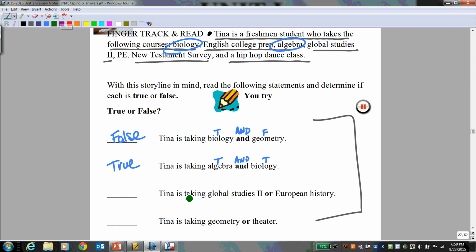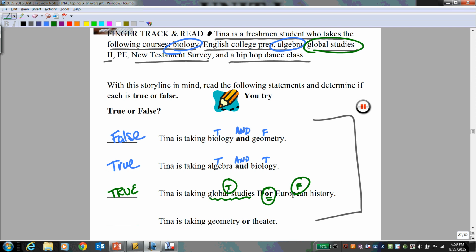Next one. Tina is taking Global Studies 2 or European History. Well, yes, she's taking Global Studies 2. That's true. Or European History. She's not taking European History. But this is a disjunction. One or the other. And because she is taking Global Studies, a disjunction's only false if both are false. They're both not false, so we would call this true. That's a disjunction. An or statement.